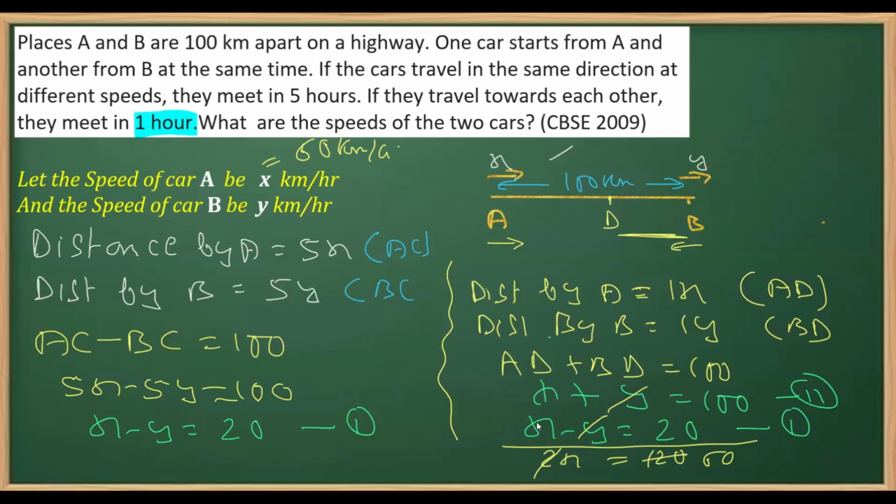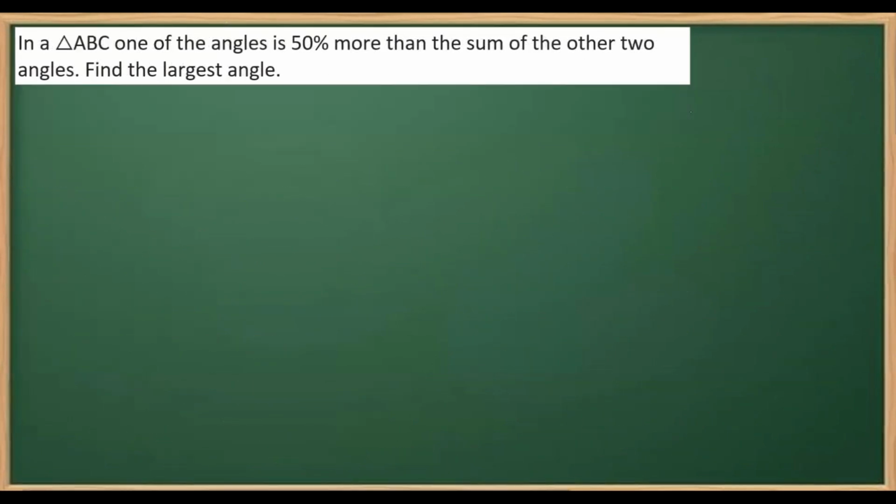And to get y, I can substitute x as 60 in this equation. So 60 minus y is equal to 20. That implies y is what? 40 kilometer per hour. So we get the speed of y as 40 kilometer per hour. So this is how these questions can be done here.